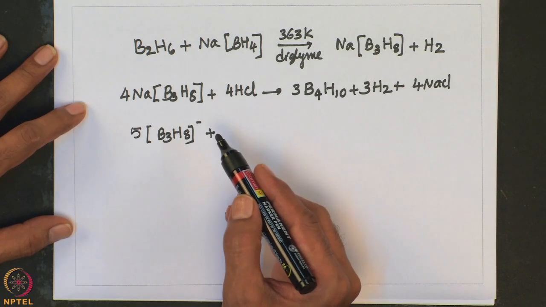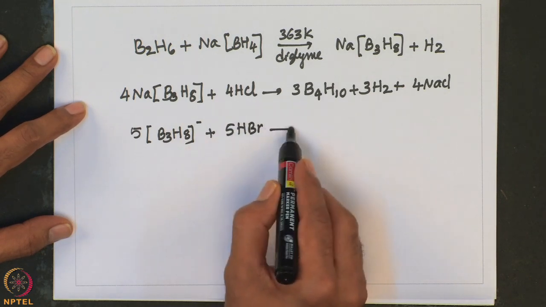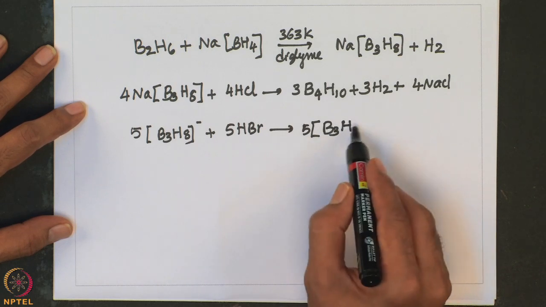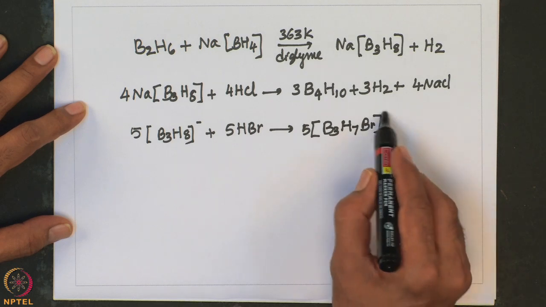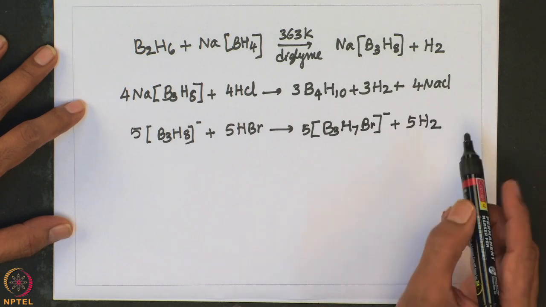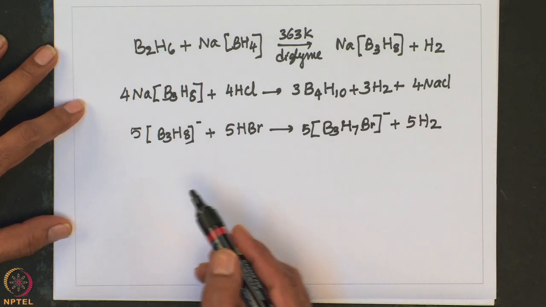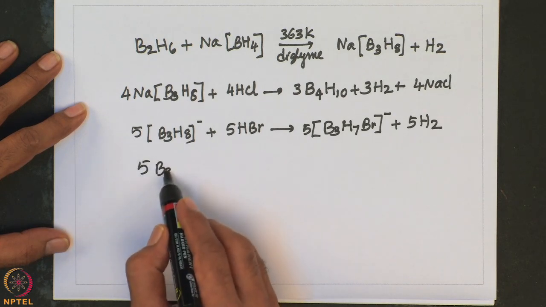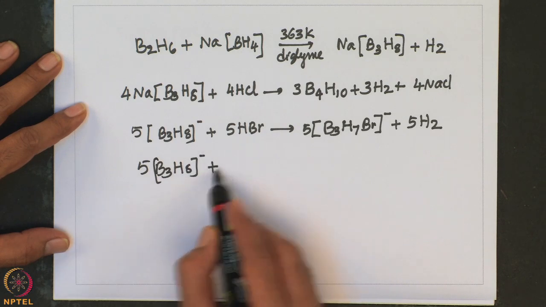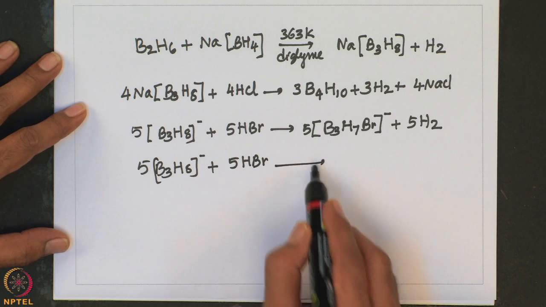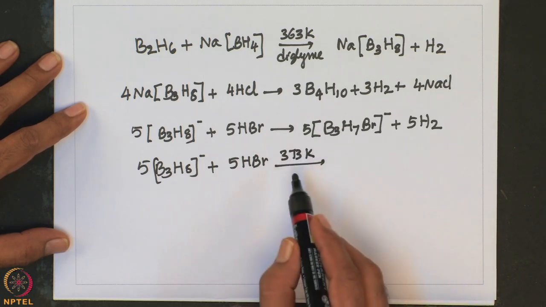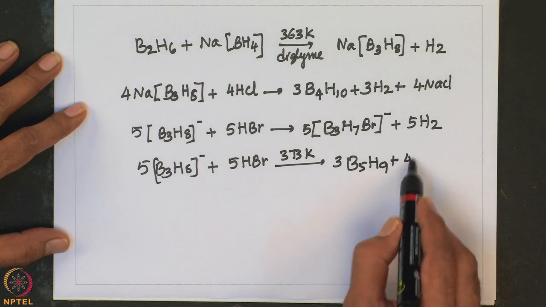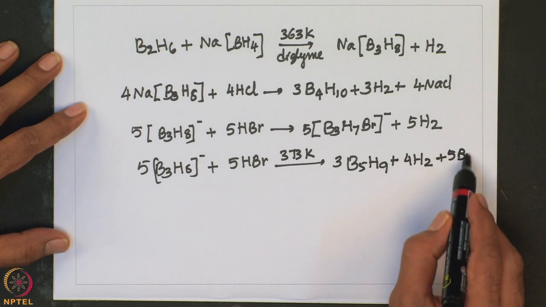When B3H8 minus is treated with 5 equivalents of HBr, it gives B3H7Br minus plus 5 equivalents of H2 will be liberated. The same reaction when it is carried out at elevated temperature, 100 degree centigrade, for example 373 Kelvin, gives a different boron hydride, B5H9 plus 4H2 plus 5 Br minus.